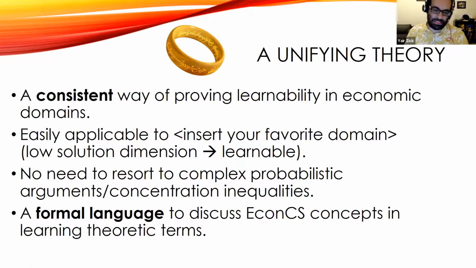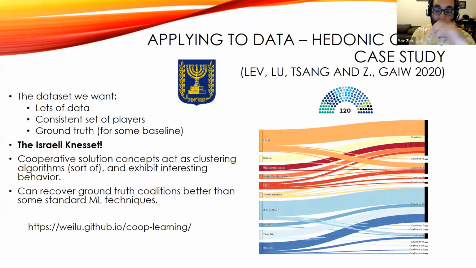So we've done this exercise for Nash equilibria, for other things, it's actually relatively easy to do, and you don't need to make this complex, like, you know, concentration inequality, Chernoff bound stuff that usually appears in these papers. It gives us a formal language to discuss it. And we actually use it on actual data. So we have another paper, a working paper with Omer Lev, Wei Lu, Alan Tsang, and myself, where we actually try to apply it to real data, to voting data, with what I think are really interesting results.